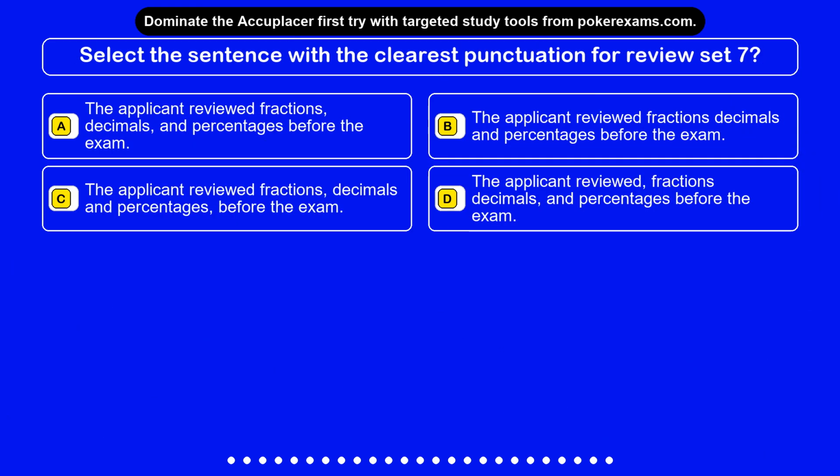Question 19. Select the sentence with the clearest punctuation for review set 7. Option A. The applicant reviewed fractions, decimals, and percentages before the exam. Options B, C, and D are read with similar wording.